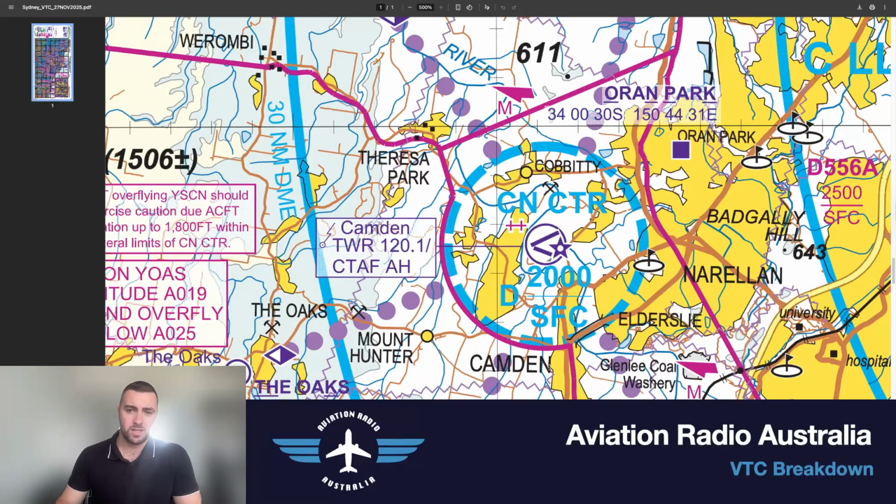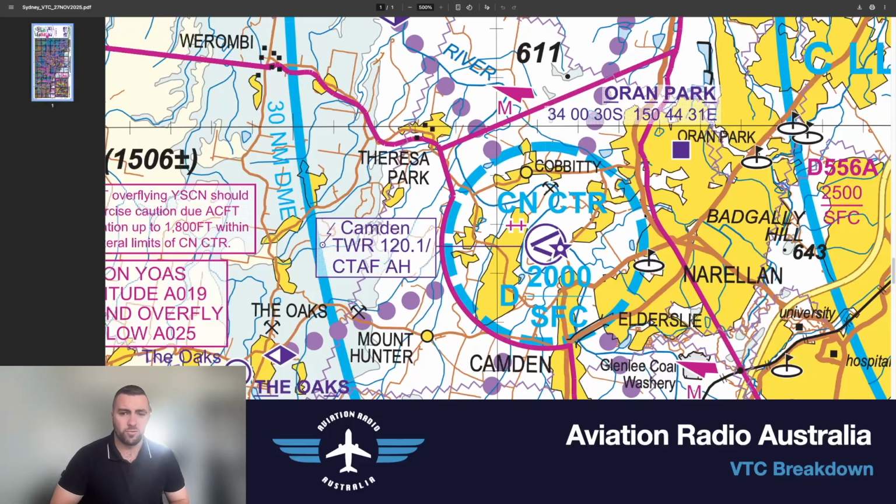Now, to see if it's Class C or D, I simply come down here and I can see the letter D, so I know that Camden is a Class D aerodrome. Now, to the right of that D, you can see a little fraction here, and the denominator, or the bottom half of the fraction, says SFC, and the top half, or the numerator, says 2000.